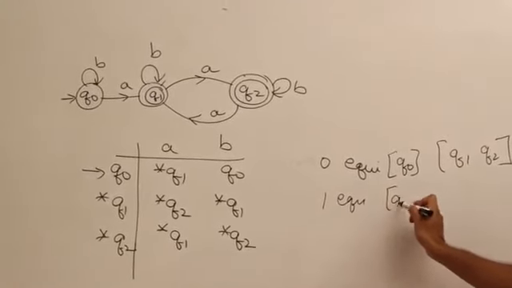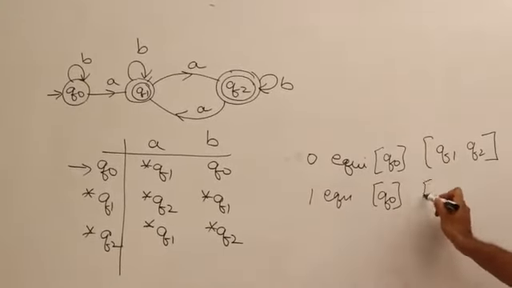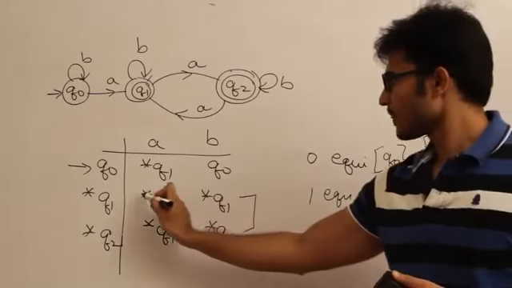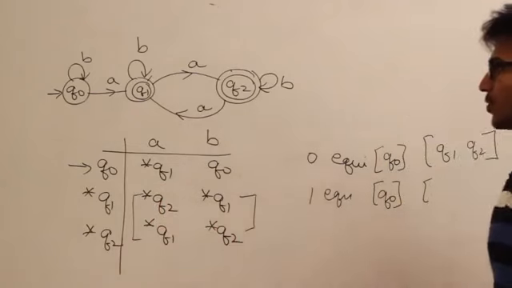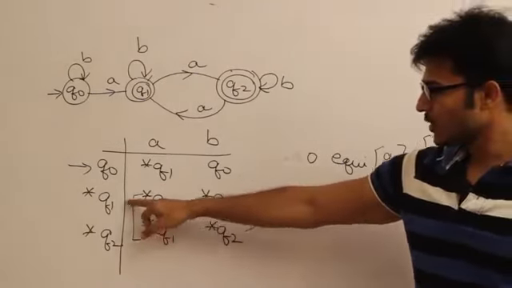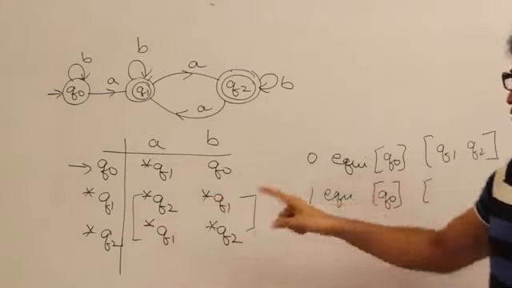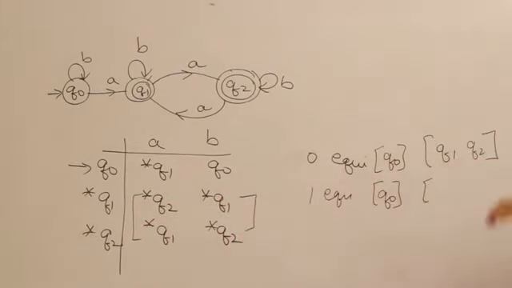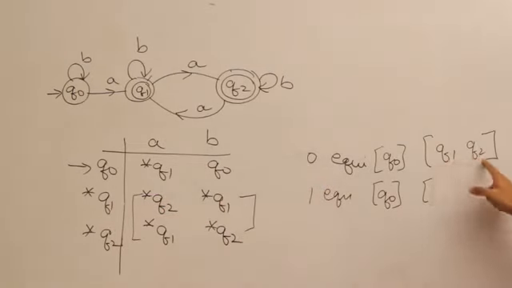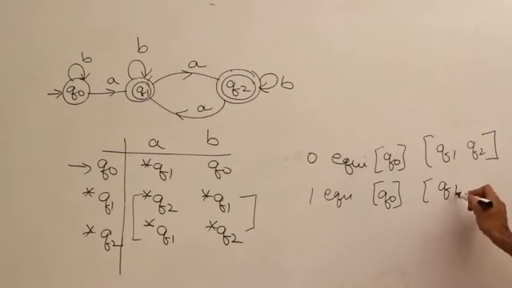Now what about one equivalent? You need not do anything with Q0, leave it. Now go to Q1 and Q2 and check if we can separate them or not. Q1 and Q2 are going to Q1 and Q2, which are in the same group in the zero equivalent. Therefore, Q1 and Q2 cannot be separated.